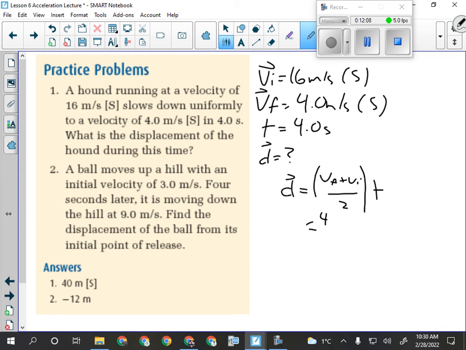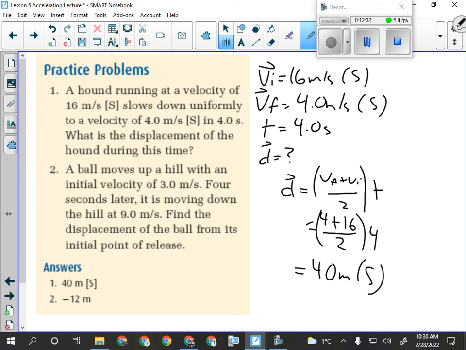So I'm going to have 4 plus 16 over 2. Okay, so that'll be 20 over 2, times 4 seconds. So 20 over 2 times 4 should be 8. No, 20 over 2 is 10, times 4 is 40, right? So we got 40 meters south. Okay, that is our total displacement. Everybody all right with that?